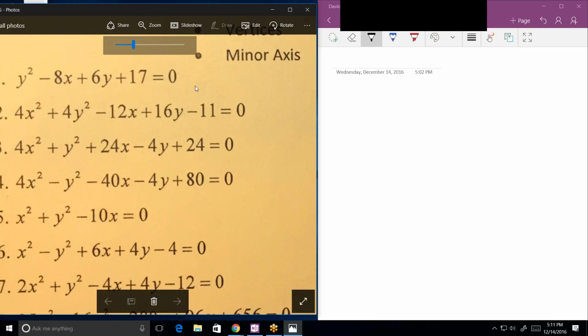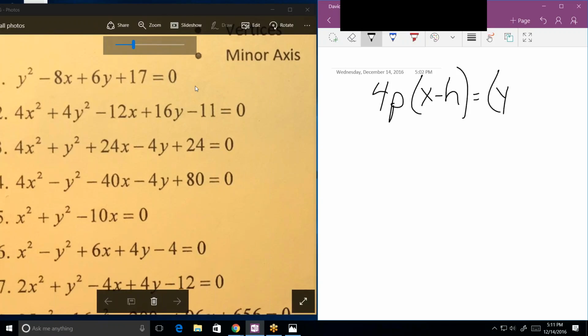For a horizontal parabola, you use the 4p notation. That goes in front of the term that is not being squared. And on the other side, you have the term that is being squared. h always goes with x, y always goes with k. There's your format. And what about the p? That's the focal length. Okay, so once we get it into this format, let's do it.